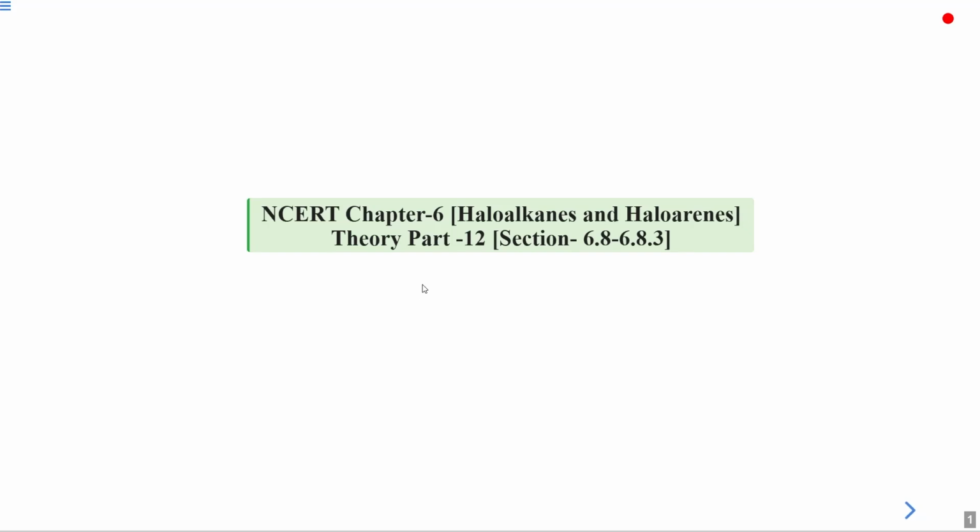So as you all know, today we are going to cover theory part 12 of the chapter Haloalkanes and Haloarenes. So let's begin today's topic. NCERT chapter 6, Haloalkanes and Haloarenes, theory part 12, and today we are going to cover NCERT sections 6.8 to 6.8.3.